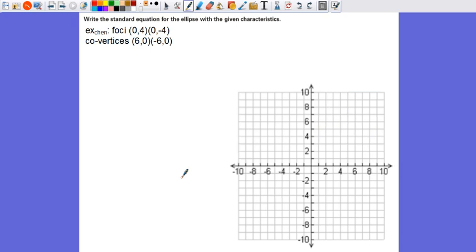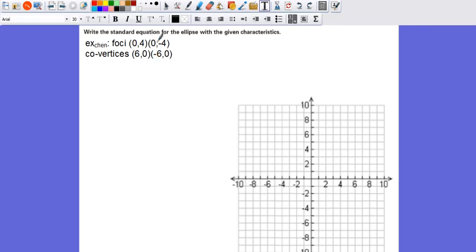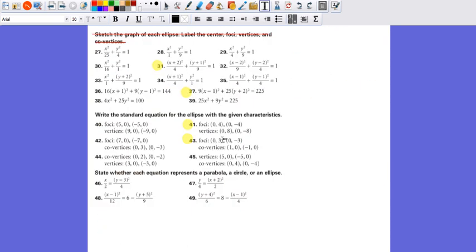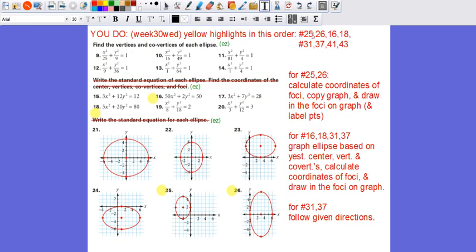Let's go ahead and do this right over here. Remember, co-vertices refer to the minor axes. Let me actually do this. I'm going to create a separate video for this particular problem. This particular problem only applies for 41, 43. You should be able to do right now 25, 26, 16, 18, 31, 37, and here are the directions. For 41, 43, I'm going to make a separate video, just because I don't want this video to get super, super long.